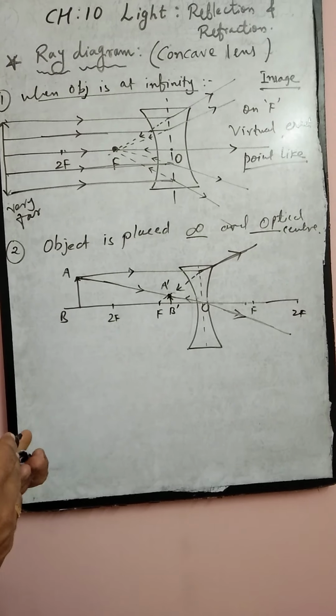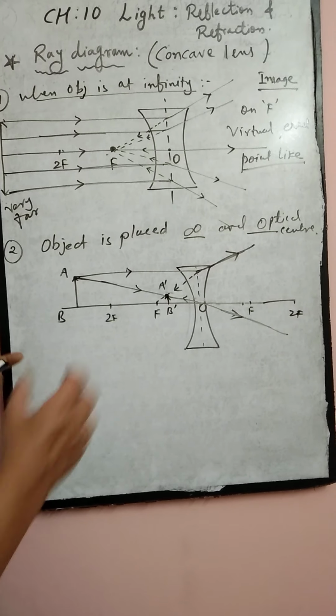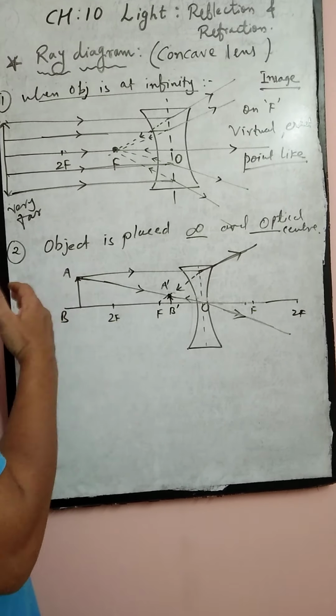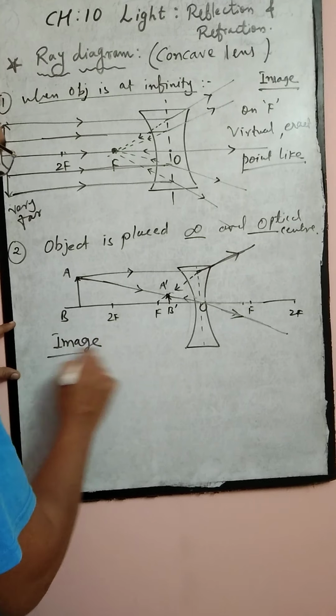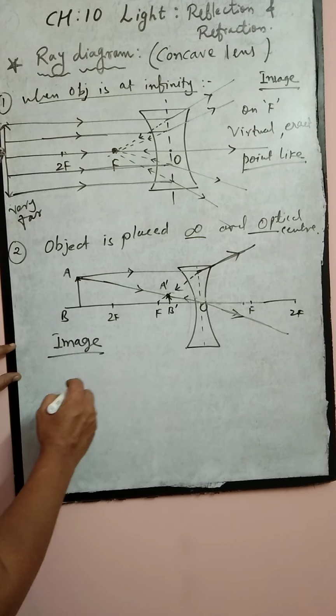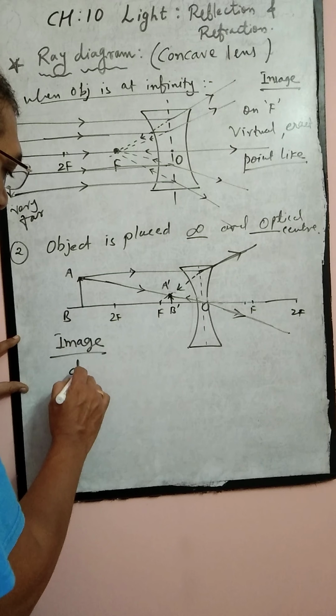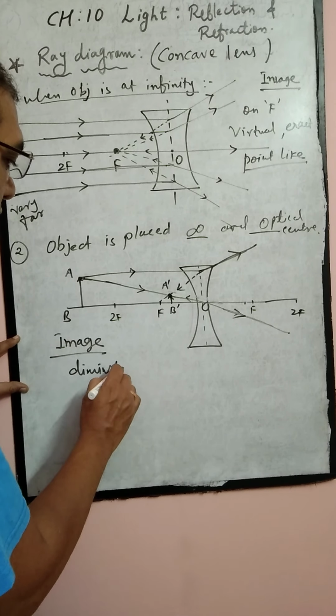But one point is to be understood: whatever the position of the object between infinity and the optical center, the image is always formed between O and F only, the optical center and focus point, and that is a diminished image. Keep it in mind. Even if you keep the object between F and 2F, the image is formed between O and F only, a diminished image. Okay. So for the image nature, what kind of image is it? A diminished image.